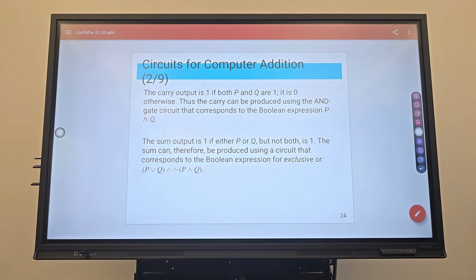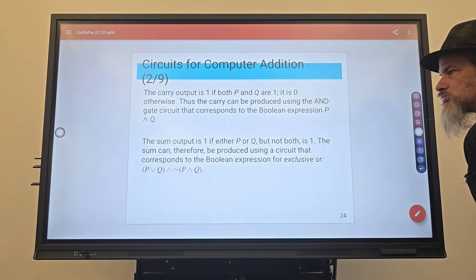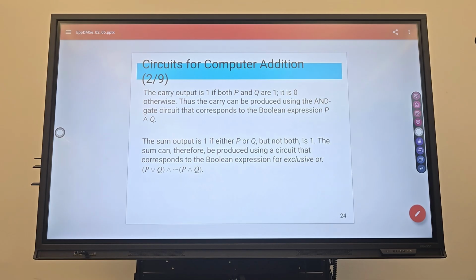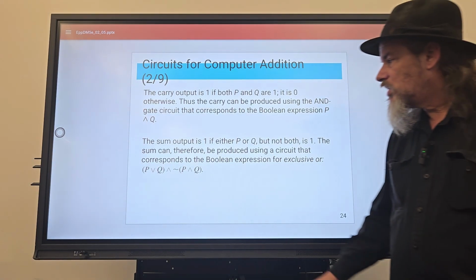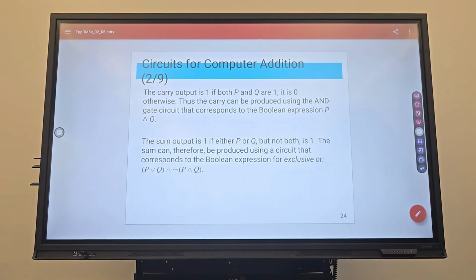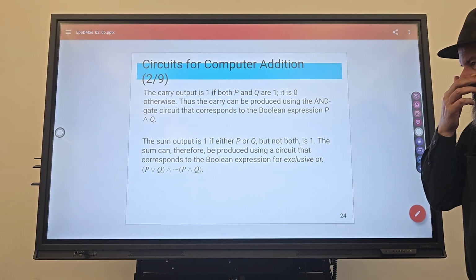The carry output is 1 if both P and Q are 1. It is 0 otherwise. Thus, the carry can be produced using the AND gate circuit that corresponds to the Boolean expression P and Q. The sum output is 1 if either P or Q, but not both, is 1. The sum can therefore be produced by using a circuit that corresponds to the Boolean expression for exclusive OR, which is equivalent to that expression right there.